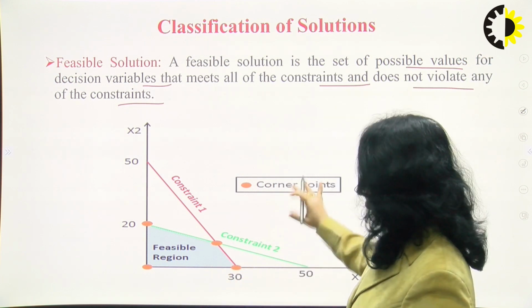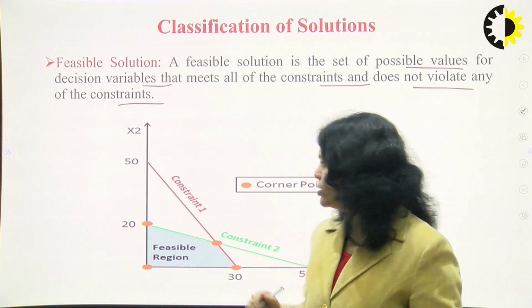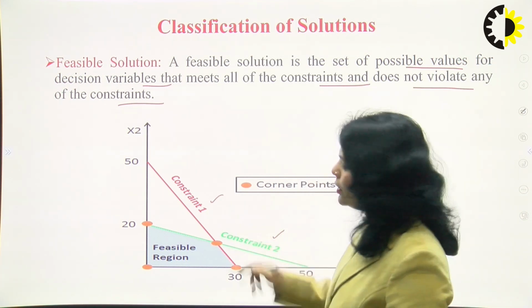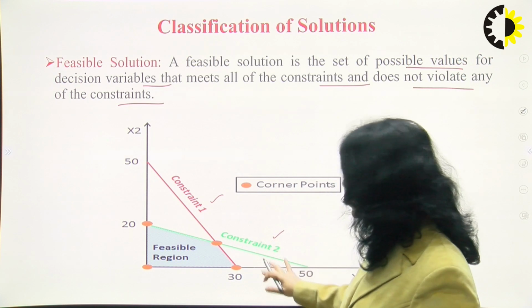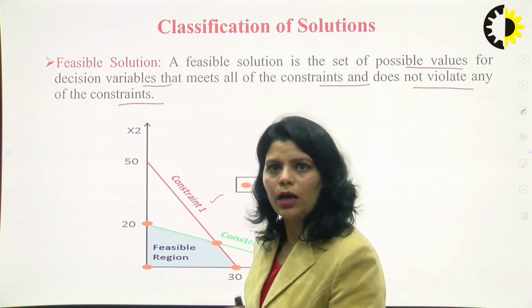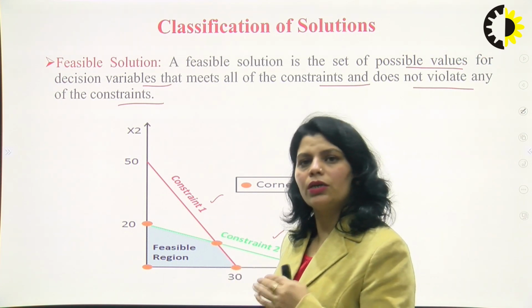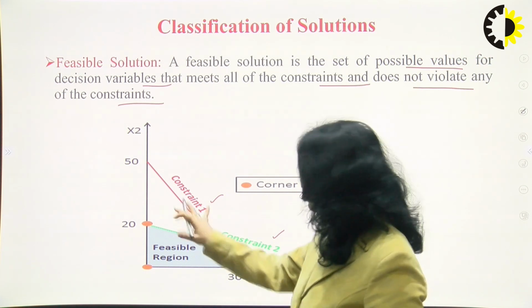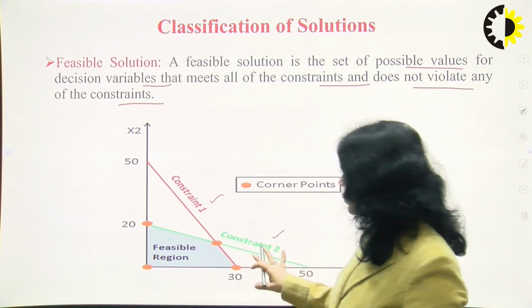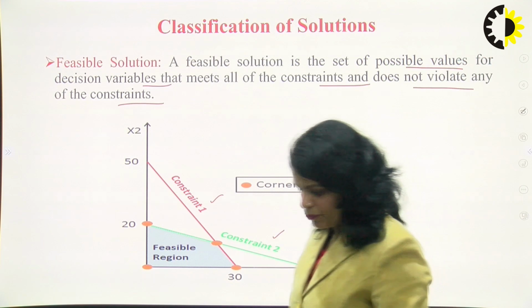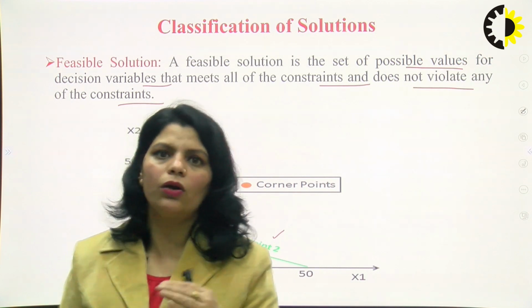For example, if we see this graph, there are two constraints involved, constraint 1 and constraint 2. And we have discussed in our previous class that for plotting the constraints on the graph, first we convert these constraints into equations, and we plot these equations onto the graph. So we had the two constraints here, we converted them into equations and then plotted them on the graph. After that we will find the feasible region, or we will shade the common region.